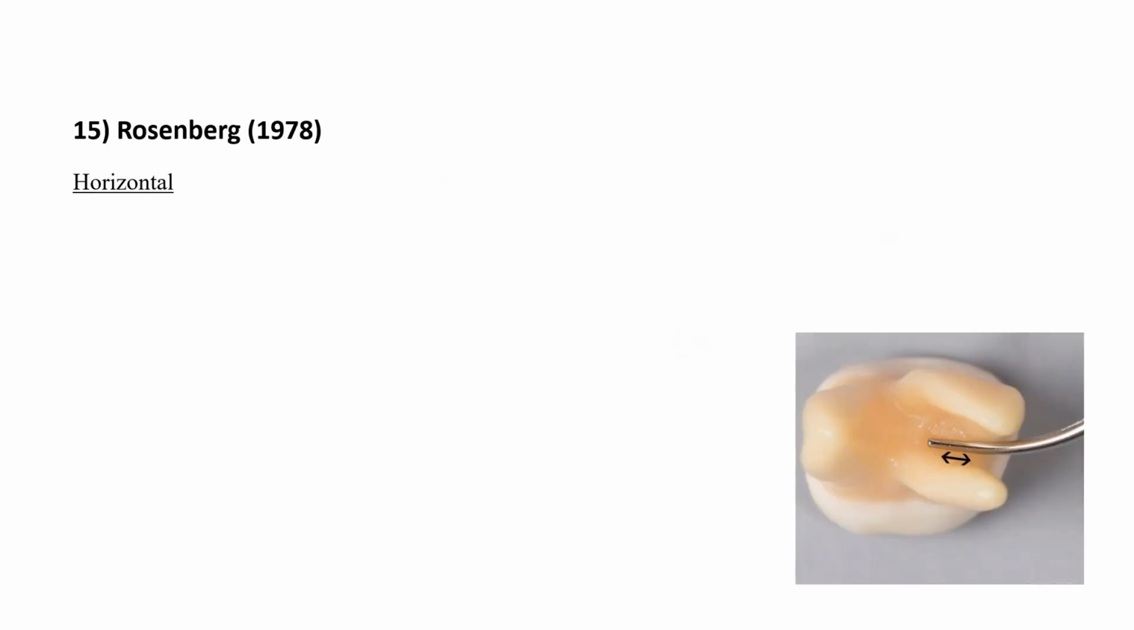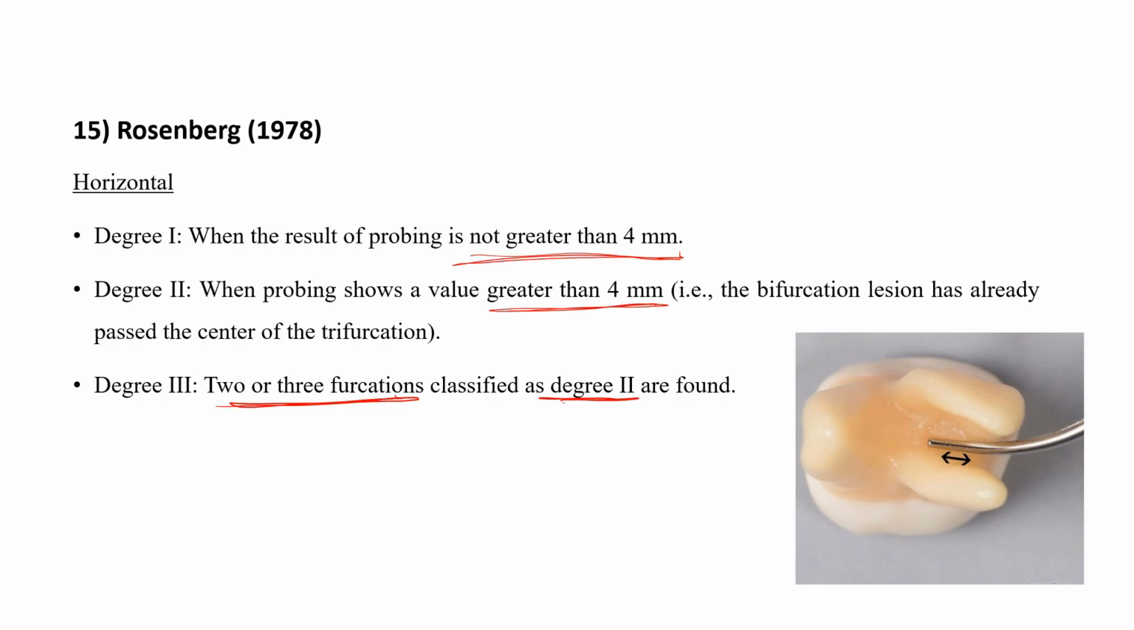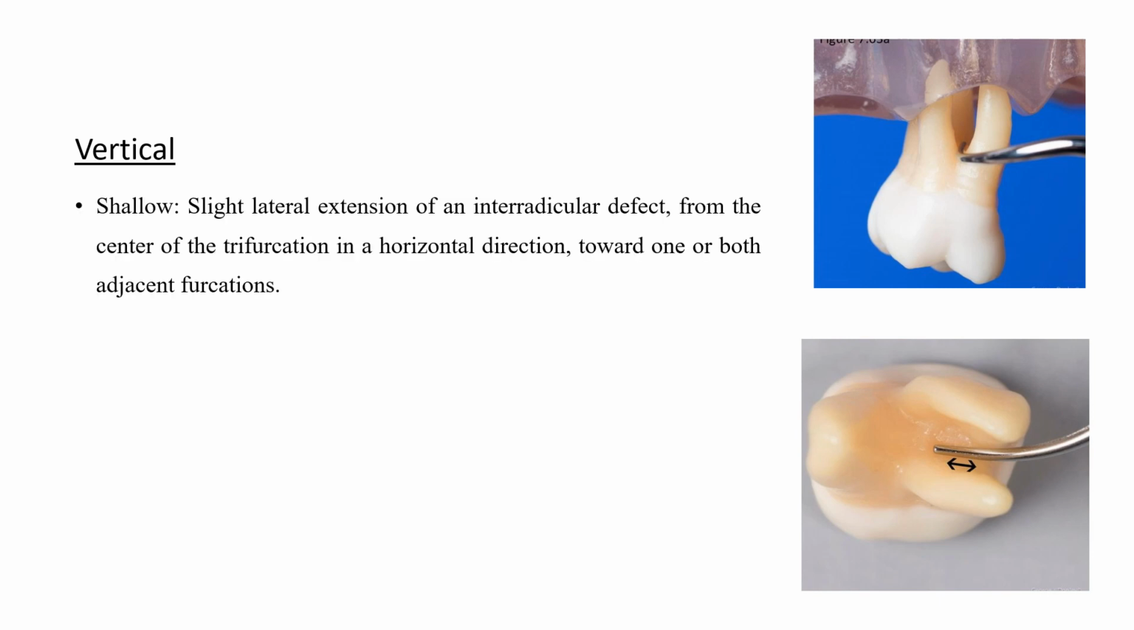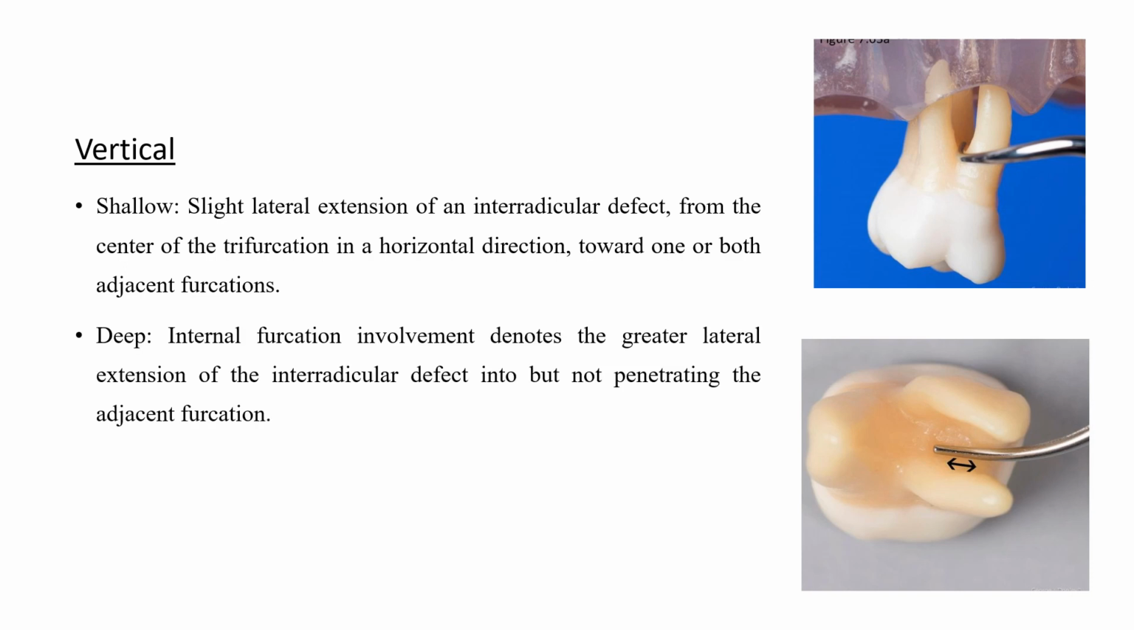So next we come on to the Rosenberg classification given in 1979. When the probe is inserted horizontally and the measurement comes out to be less than 4 mm, then degree 1; more than 4 mm, degree 2; and when such measurements come from 2 or 3 different furcations, then it is considered as degree 3. Now its vertical component is a little tricky to understand. It is categorized into shallow and deep.